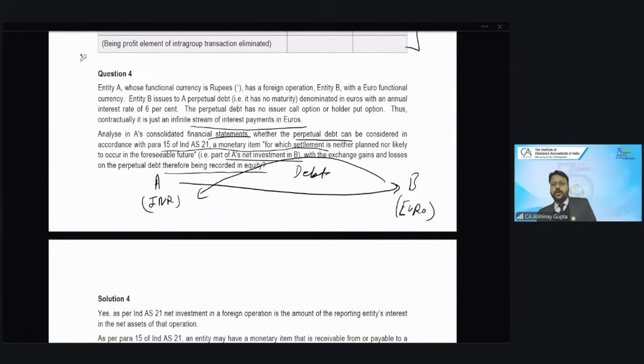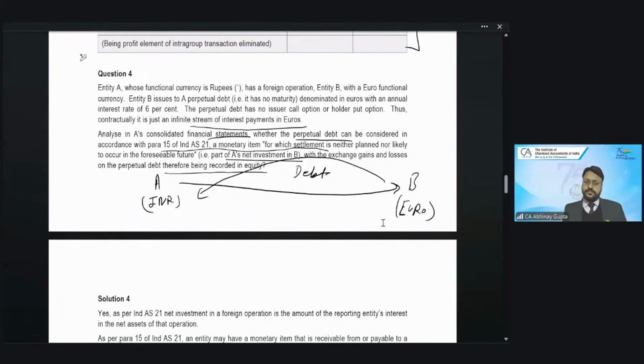So, what is the concept of net investment in a foreign operation? Then it has to be recorded as equity only. Okay. It is an equity instrument.